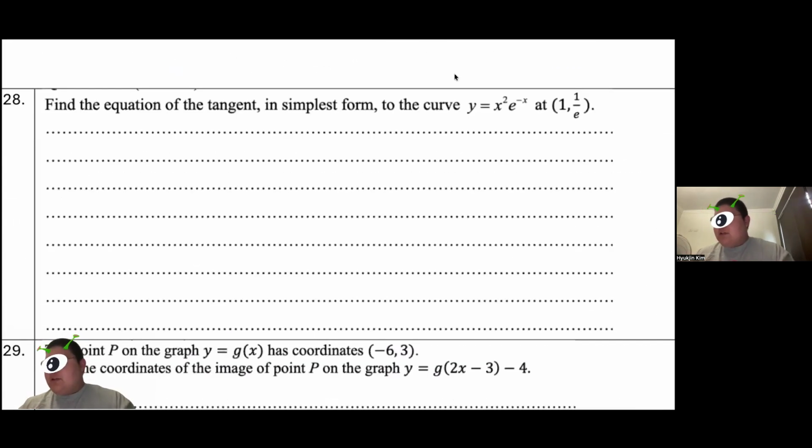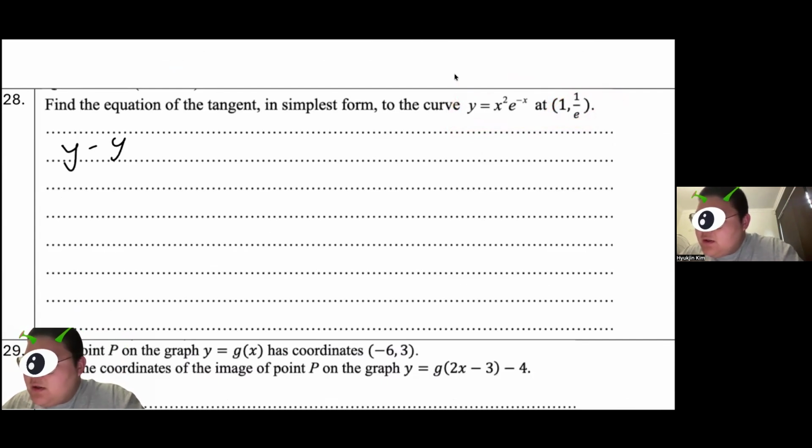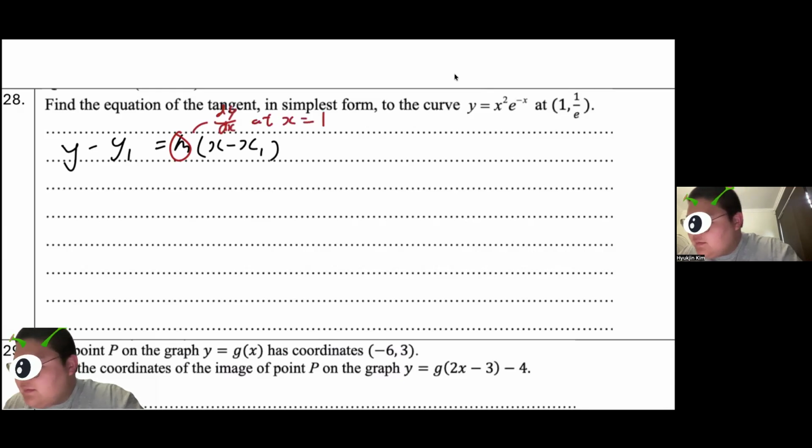Now find the equation of the tangent in simplest form to the curve at 1, 1 over e. Thankfully, they gave us the coordinates, so we don't have to sub back in to find y. That's all good. Now, first things first, we need y minus y1 equals m times x minus x1. This is dy on dx at x equals 1, and we have x equals 1 and y equals 1 over e.